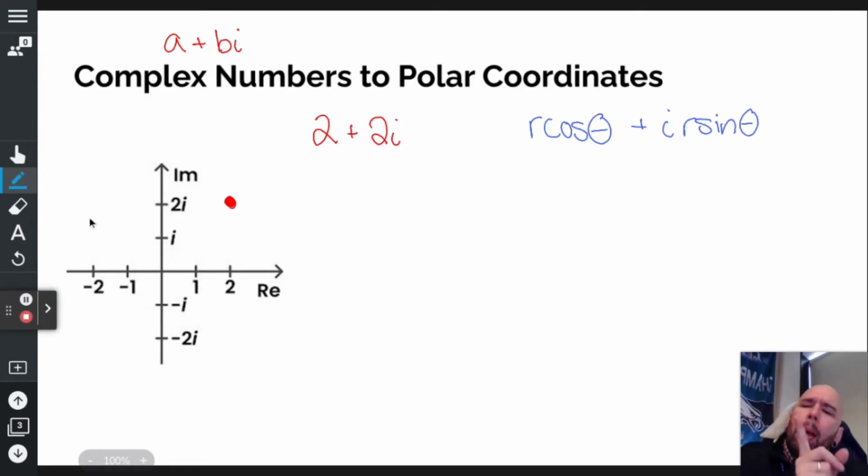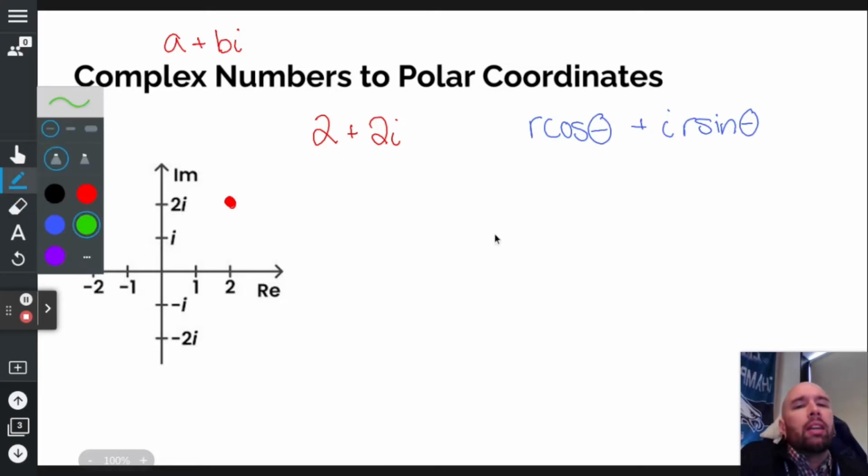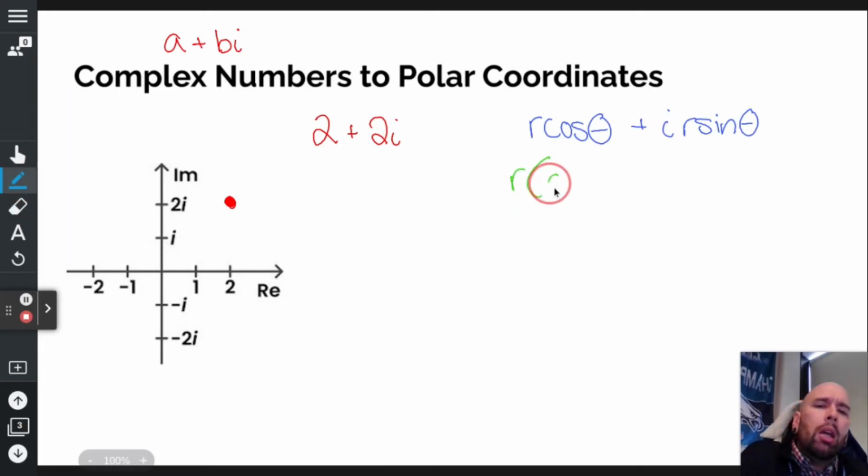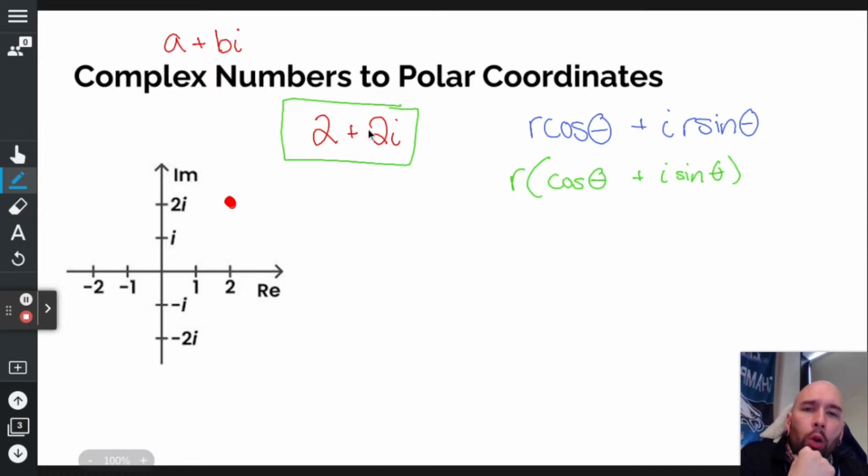Now you're getting it. By the way, other teachers might write it out like this, where they factor out the r. It's the same exact idea, but it all depends on the teacher that you might have. It's all the same. Don't be surprised if you see either option. Now, this was the complex number form.